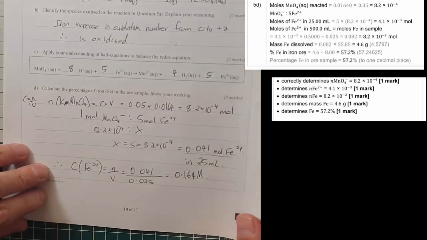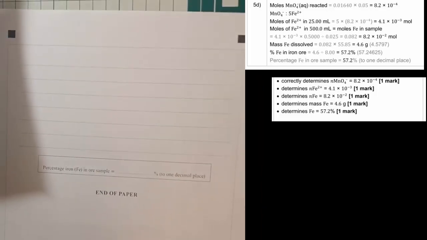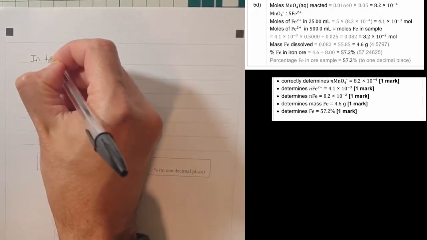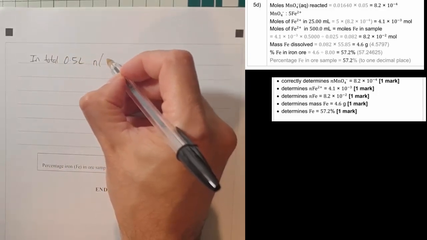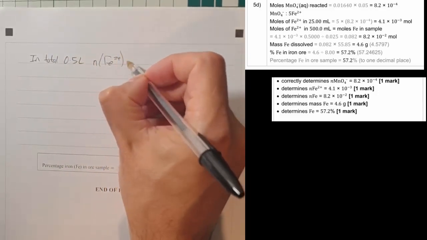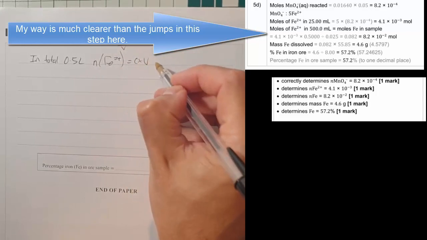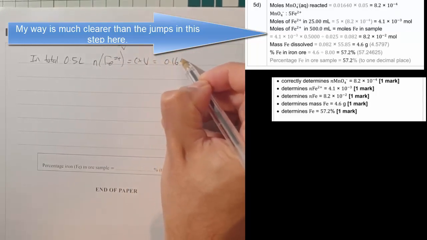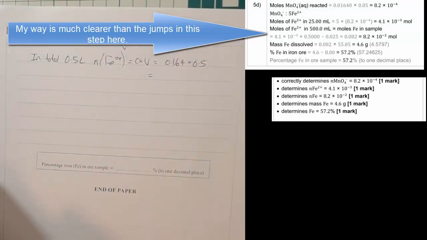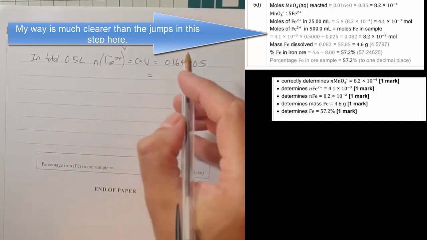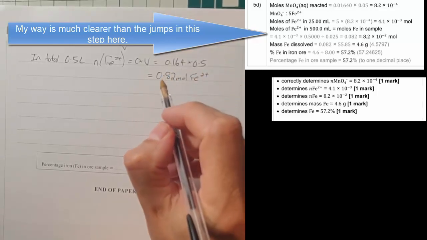So that is the concentration of the stuff, but you actually had a total of 500 mL. So if I just move down here, in a total of 0.5 liters, the number of moles of Fe2+ that was titrated to Fe3+ is C times V, which is 1.64 times 0.5. And that gives us 0.82 moles of Fe2+. All right, we're almost there.